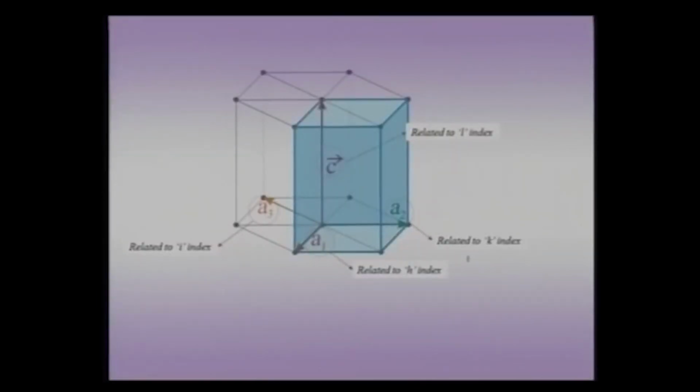So, I have the A1 direction, the A2 direction and the A3 direction all lying within the basal plane. They are all related by the 120-degree rotation, the 6-fold rotation which hexagonal lattices have, and therefore, they can be permuted. So, the H index is related to the A1 direction, the K index is related to the A2 direction, and the I index is related to the A3 direction, and the L index, which is a separate one, is related to the C direction, which is perpendicular to the basal plane.